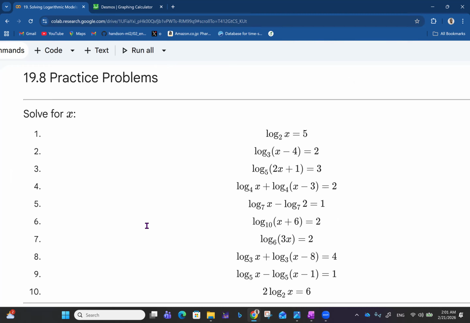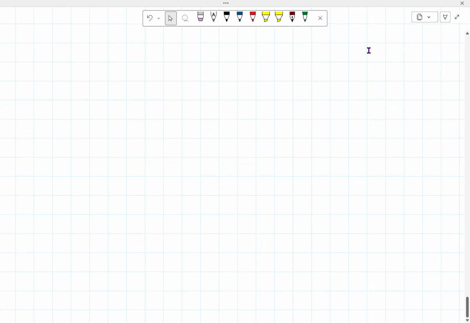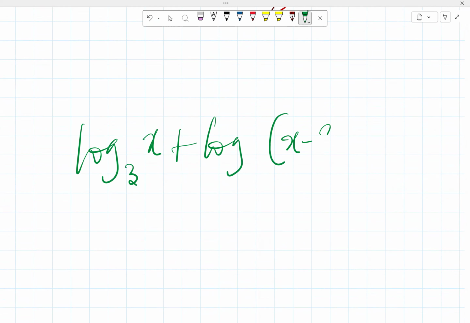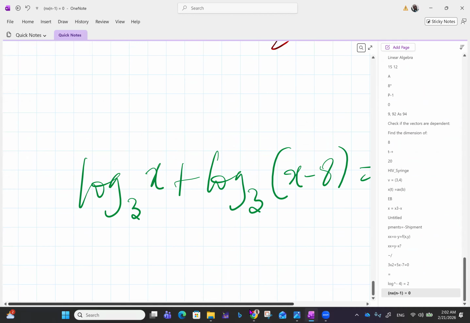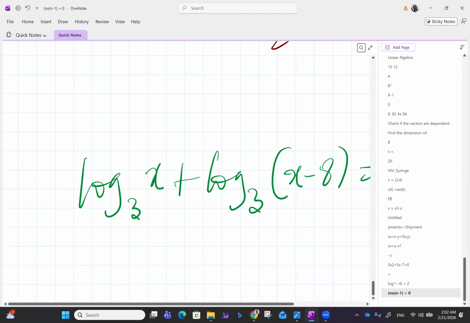So log x base 3 plus log x minus 8 base 3 equals 4, right? Final check to be sure: log x base 3 plus log x minus 8 base 3 equals 4. Okay.